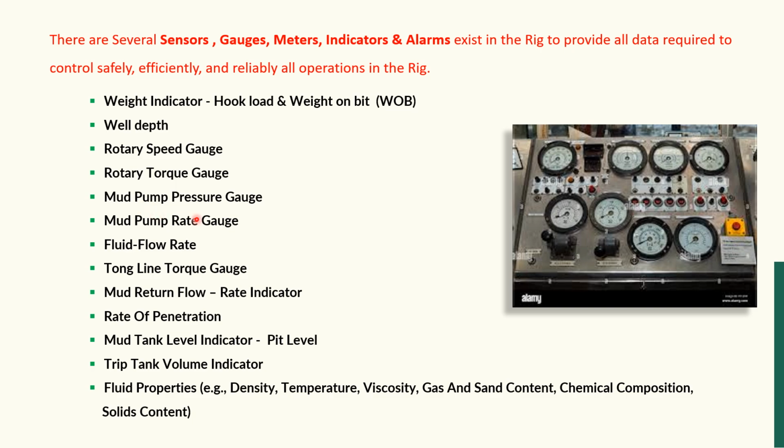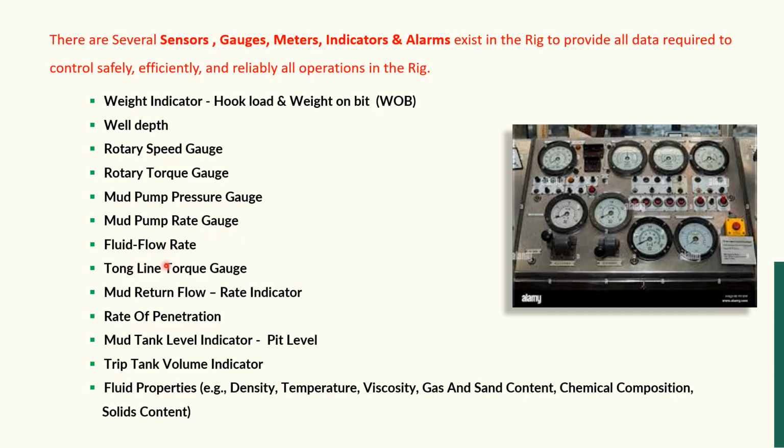And the mud pump pressure gauge. This gauge gives the information about the amount of pressure the mud pump is putting out to circulate the drilling mud. And the mud pump rate gauge gives the information about the speed at which the drilling mud is being circulated. Okay, at which speed the drilling mud is being circulated.